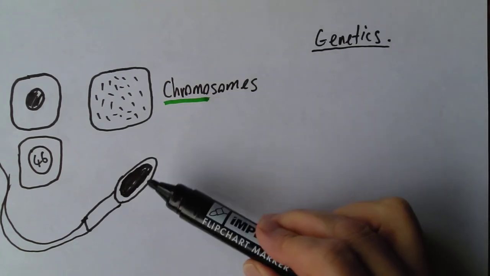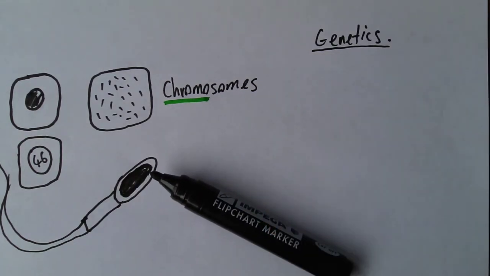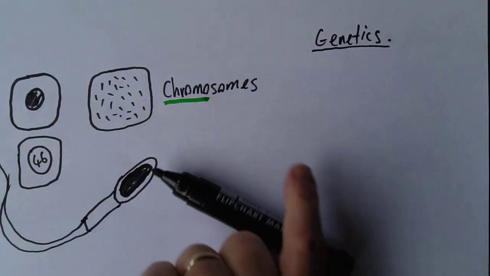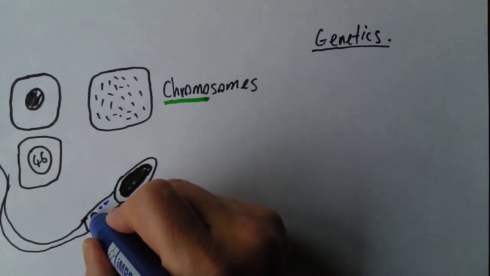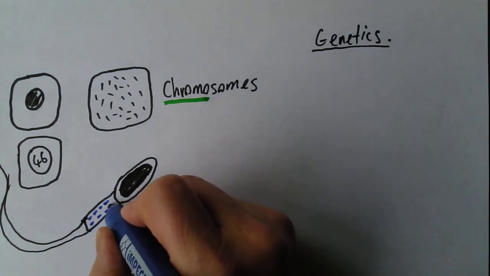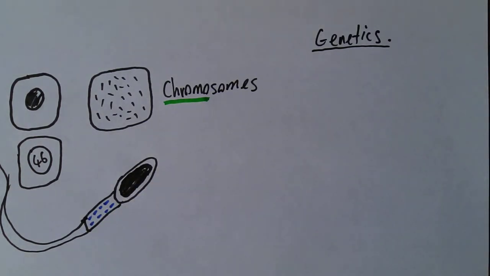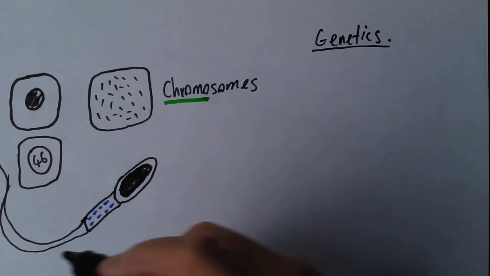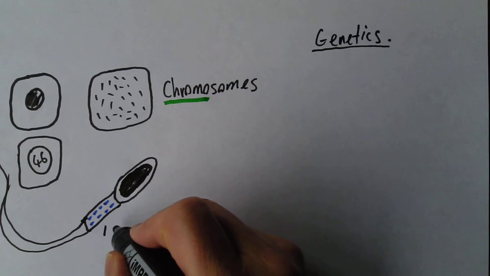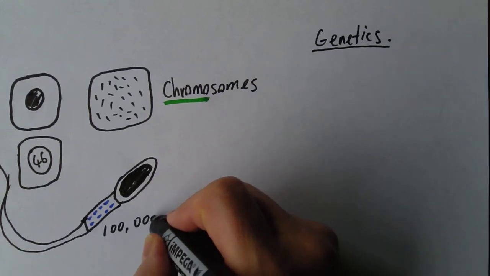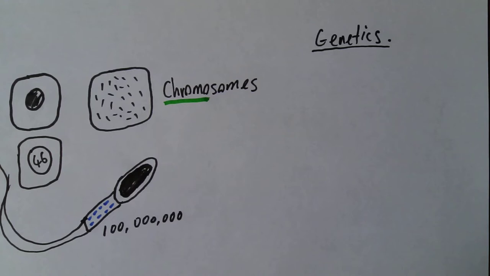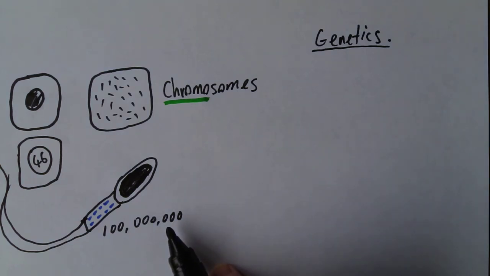So the first is the head containing the nucleus. And then the next bit here, this neck, this contains mitochondria to supply the energy for the motility of the tail section that wags around to let it swim. And men perhaps produce 100 million of these a day. Depends how often you use them, but these are produced in huge amounts, maybe 100 million a day. And a single ejaculation can contain significantly more than 100 million sperm.